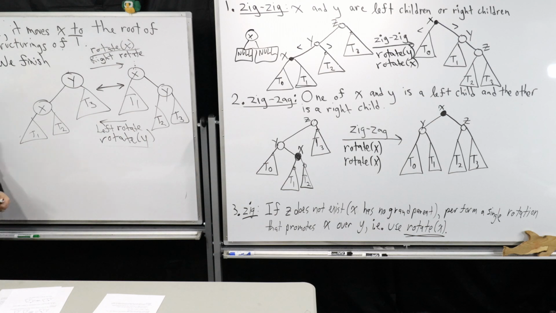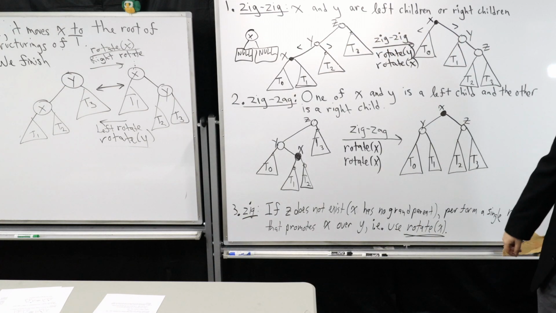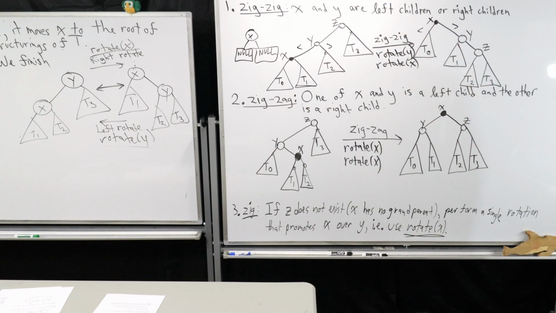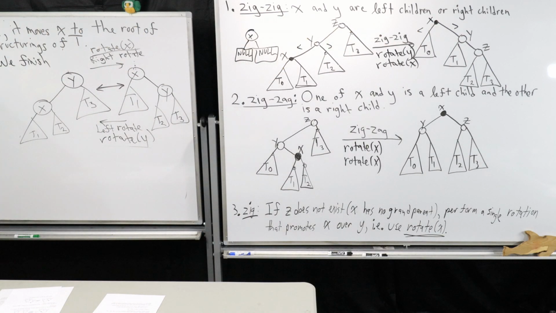All you do is repeatedly apply these three cases until X is the root. And that's the splay operation. You might ask, Dan, what's the complexity of this? Remember, rotate is just a bunch of pointer adjustments. I just change the references or pointers of the nodes, and I do a constant number of those operations. So it actually depends on the tree. I'll talk more about that in a moment.